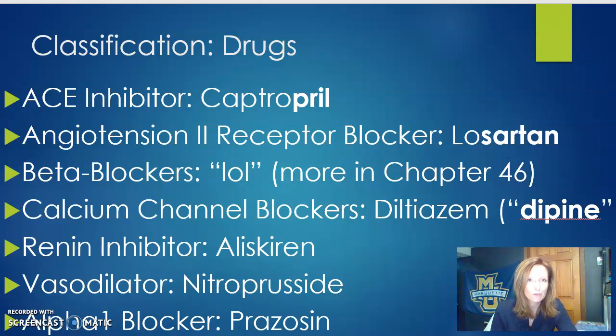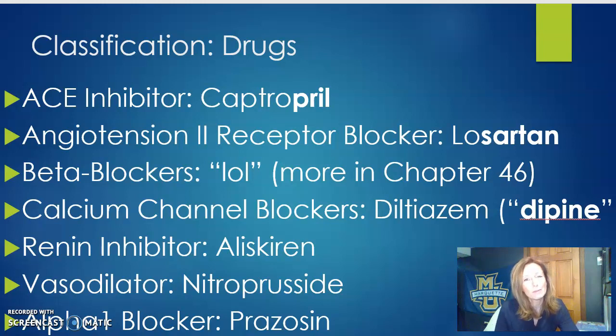Beta blockers, you know from your last modules on neurodrugs, and that's atenolol. There's more about beta blockers in chapter 46. Calcium channel blockers usually end in dipine, D-I-P-I-N, like nifedipine, but you will be studying diltiazem, which is also a calcium channel blocker that works a little bit differently.